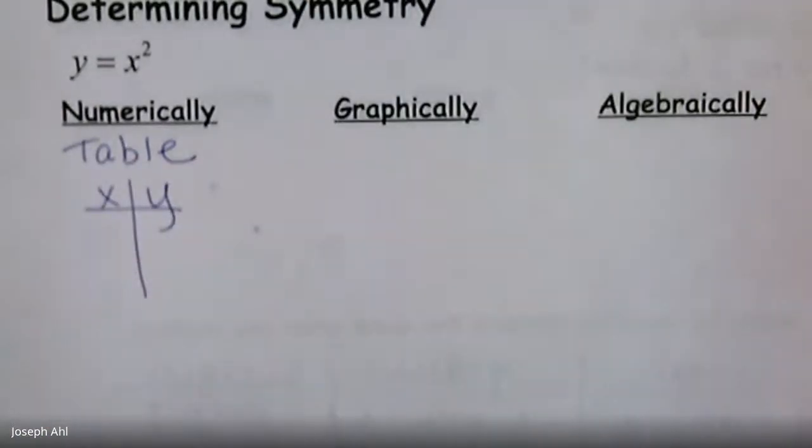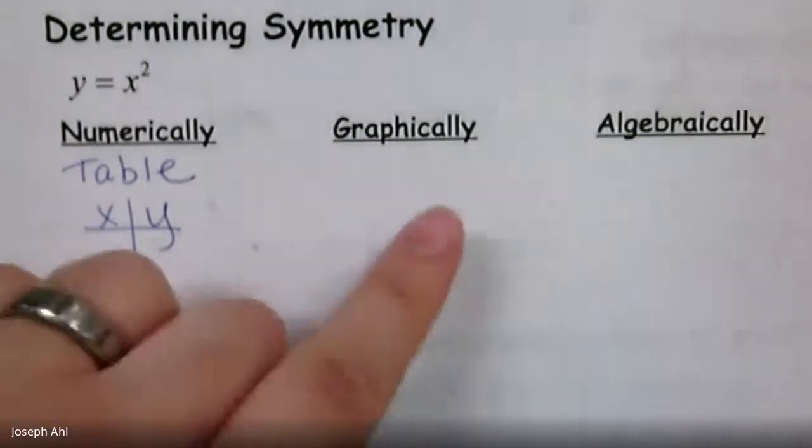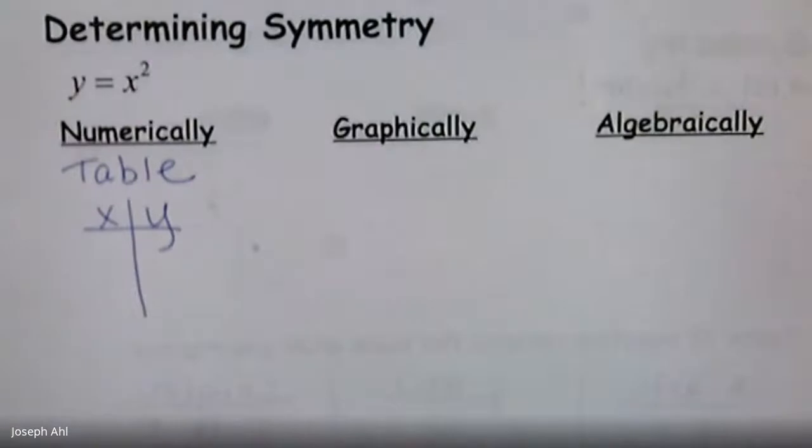And although we can have a calculator do this for us, for this example, just to get started, we'll use y equals x squared. We should be fairly familiar with what this looks like anyway. In fact, since we know what it looks like, I'm pretty sure we know what kind of symmetry it has. But just to show you what it's going to look like in a table versus the graph versus the algebra, we'll do this to get started.